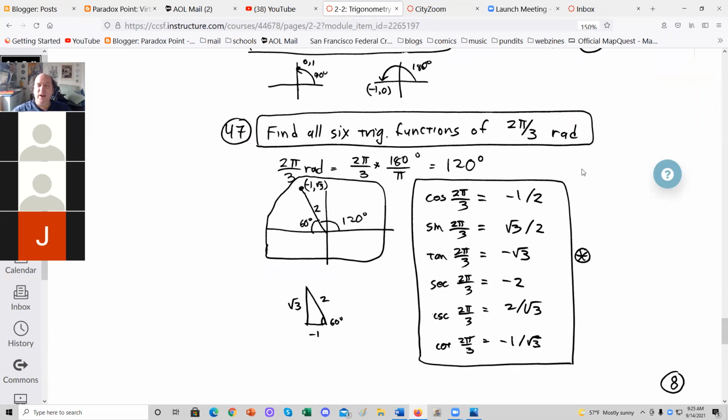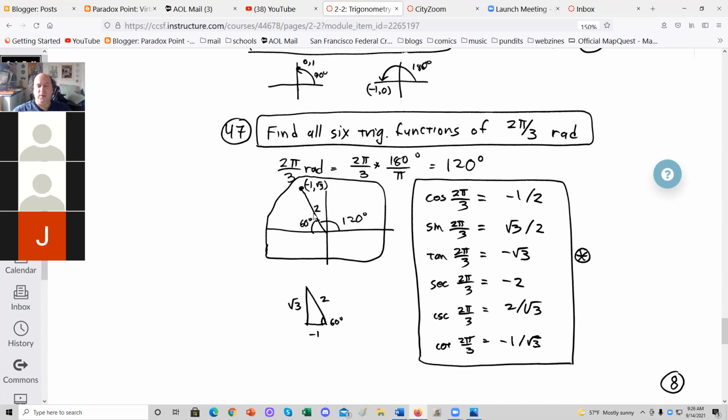Here they ask for all 6 trig functions of 2 pi over 3 radians. Well, if you convert 180 degrees for every pi radians, you get 2/3 of 180, or 120 degrees. 60 degrees, 120 degrees, 180 degrees. And this is a 30, 60, 90 triangle. Let's go out 2. So it's back 1 and up √3. And so this is -1 by √3. And this is a radius of 2.